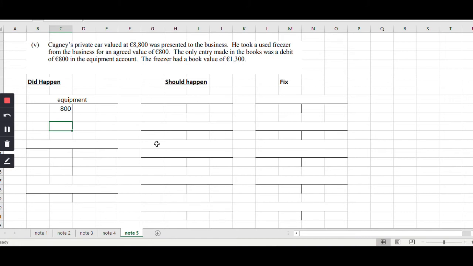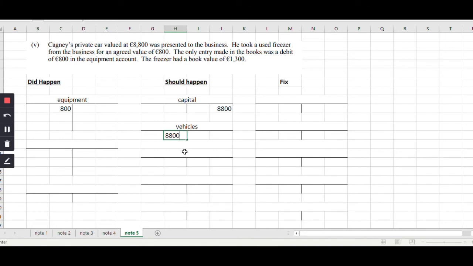What should have happened? Let's go through it. Private car valued at 8,800 was presented to the business. So what that is, that's capital introduced of 8,800, of a vehicle, a private car, so vehicles will be debited €8,800. That's the first part. Secondly, he took a used freezer from the business for a value of €800, and we are told the freezer had a book value of €1,300.